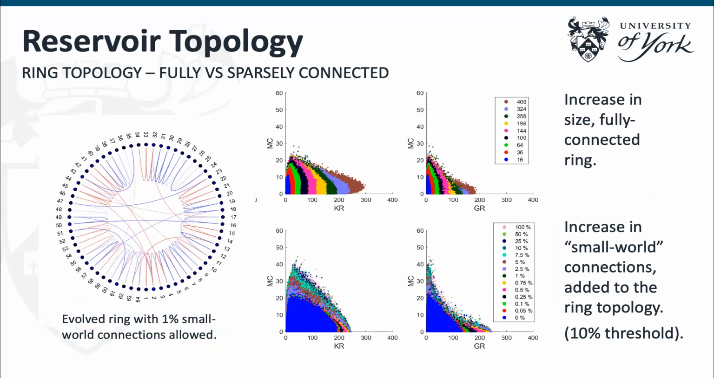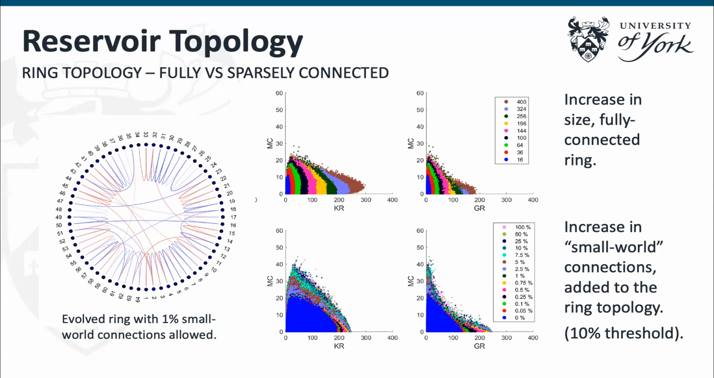Here you can see a ring with up to 1% of so-called small world connections added. So a ring would not have these that go to the middle. The ring would be connected to itself and to the nearest neighbors. That would be a fully connected ring. And then plus 1% of the number of nodes, essentially, as small world connections going through the middle.